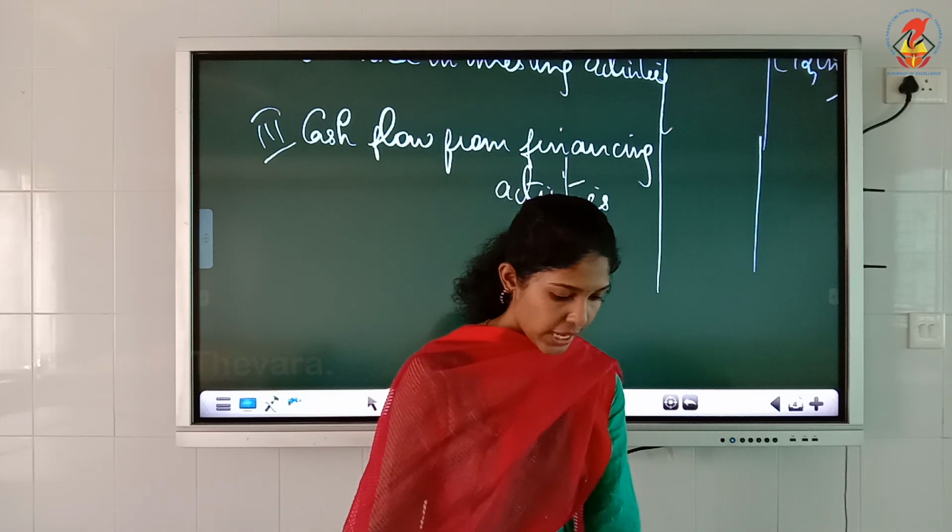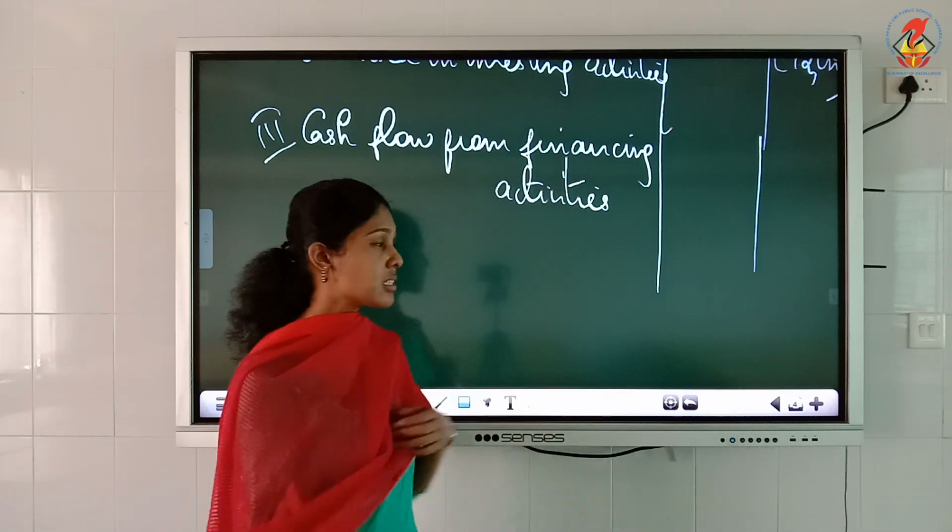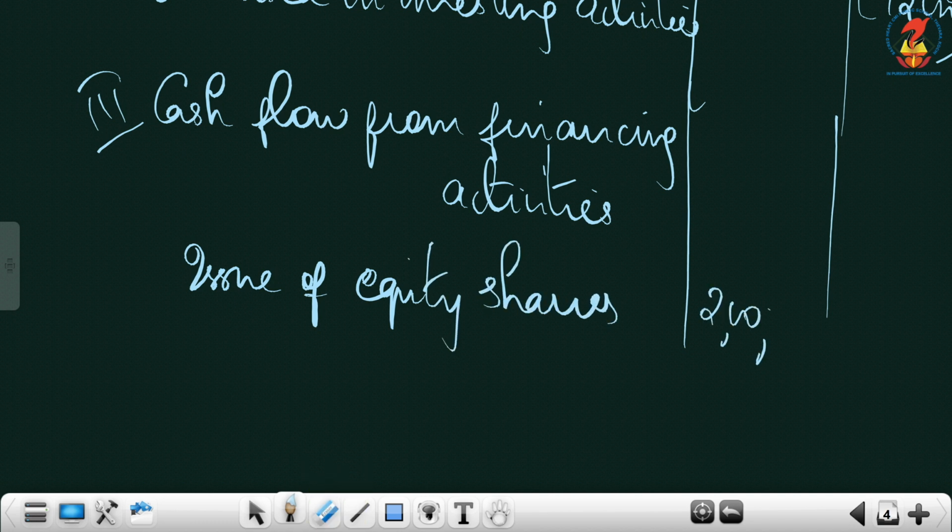So we will refer to the share capital section and borrowing section. Share capital, there is last year 4 lakhs, this year the issue shares became 6 lakhs. So we can write issue of equity shares. How much will you write? 2 lakhs. The increase you can write here.